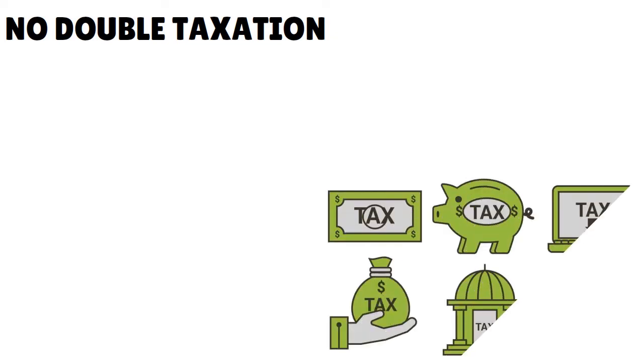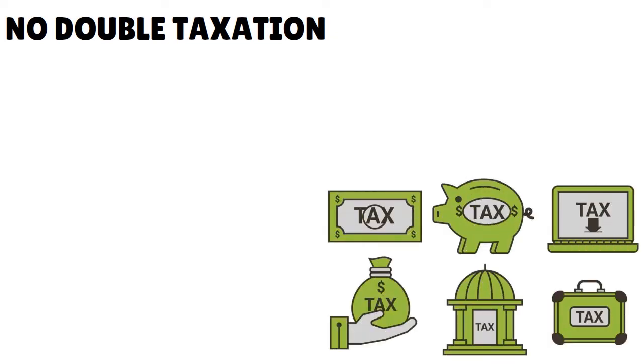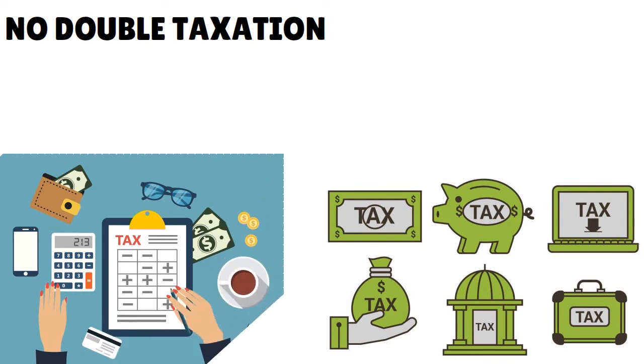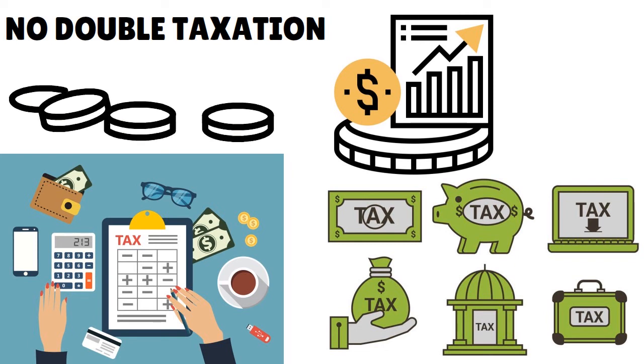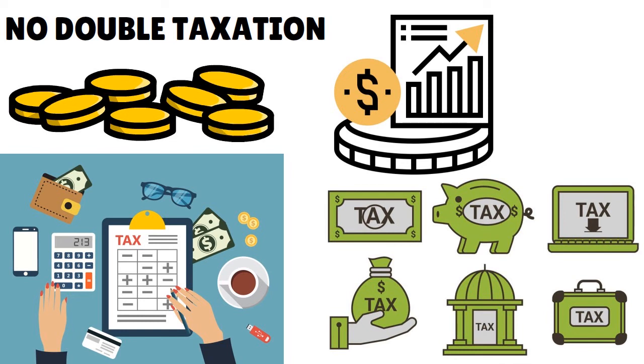We have no double taxation, which I spoke about before. As I said, regular corporations are taxed at the corporate and personal level, while S corporation income is only taxed at the personal level. So if your company is making a profit and you want to take some of those profits out of the company, it's generally cheaper to do this as an S corporation.